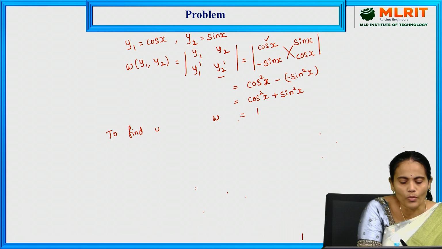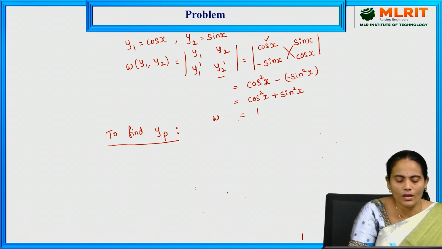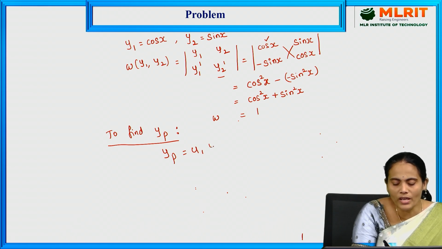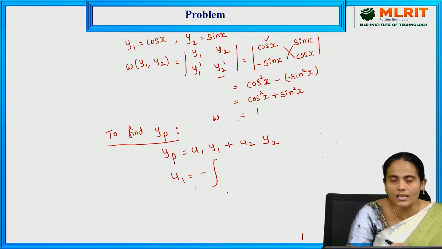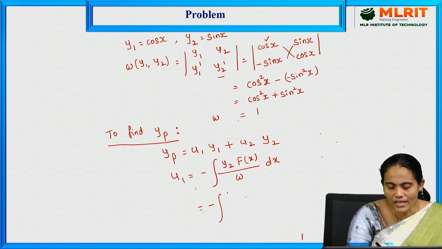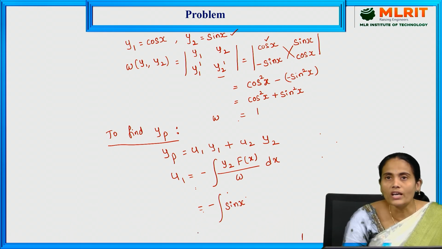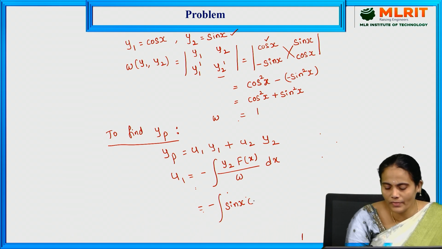Now to find the yp, let us consider yp is equal to u1 into y1 plus u2 into y2. Here u1 is equal to minus integral y2 into capital F of x divided by W into dx. Here y2 is sin x. What is f of x? Cosecant x. So sin x into cosecant x into dx.